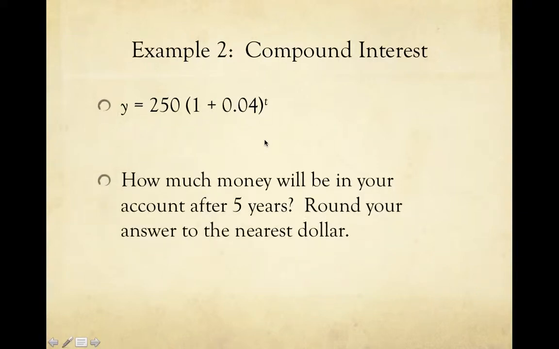Now, if I want to answer a specific question like how much money will be in your account in 5 years, then I can substitute 5 in for t, work it out on a calculator, and I should have about $304 in the account after 5 years. Okay, now that's a pretty simple problem because compounding annually at the end of every year is the simplest kind of compound interest you can do.